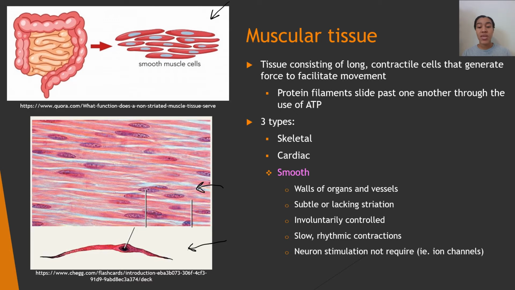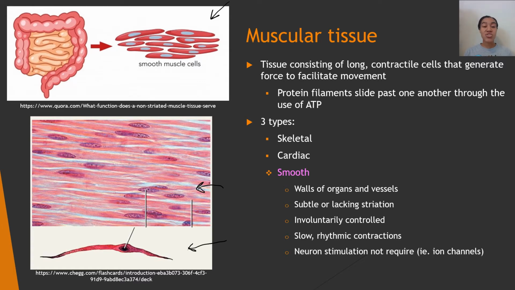And smooth muscle is present in the walls of your organs as well as the walls of your blood vessels. And we cannot control the contraction of smooth muscle. So if you've ever had a stomach ache, you're pretty familiar with this. We have no control over when those muscles decide to contract, how fast they contract, and how strong those contractions are. They just happen to us.